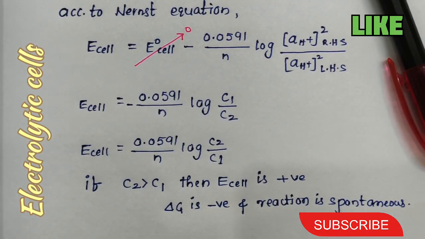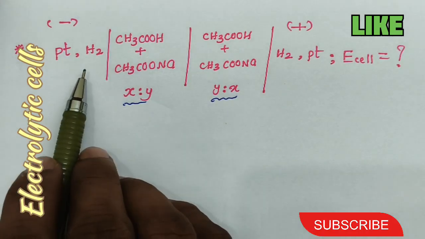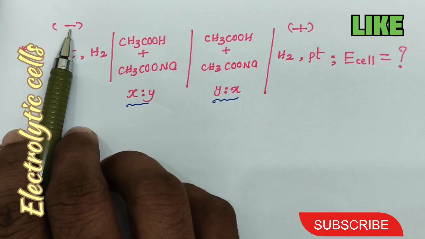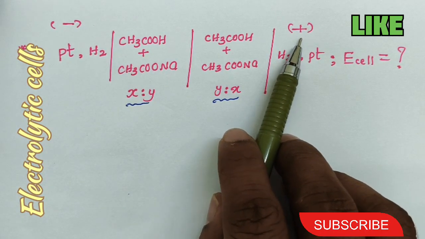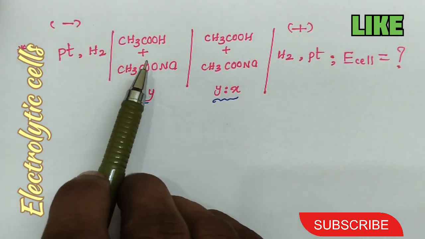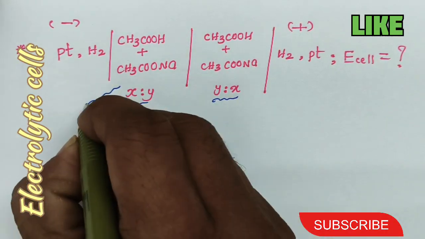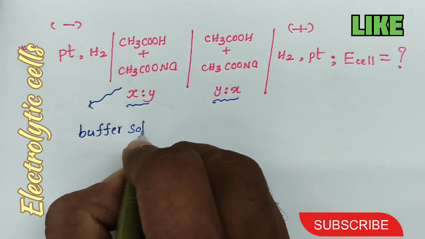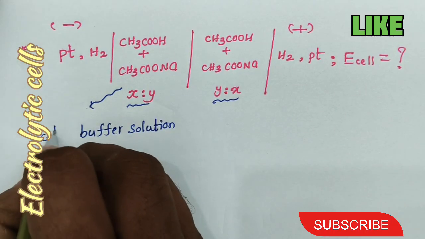Then next we will discuss one more problem that is also very important. Next, two electrodes are given here. A negative sign represents that this one, in electrochemical cells, acts like an anode. The positive sign of the electrode acts like a cathode. So in this process he introduced CH3COOH plus CH3COONa. These are the buffer solutions.